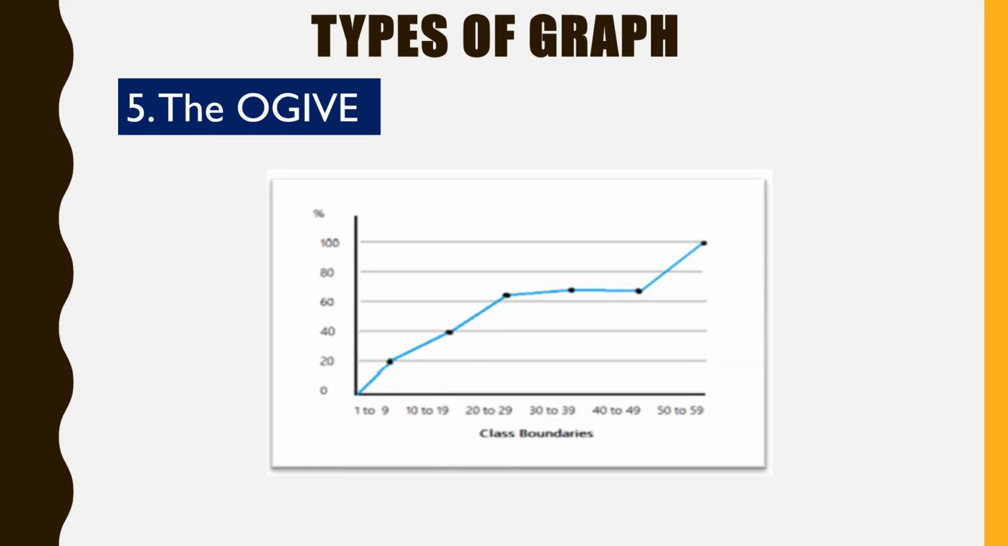Here is an example of an ogive. You might mistake it for a line graph, but if you look at the label of the x-axis, you will see that it has a range. So 1 to 9 means that it is continuous data. That's why it represents a cumulative frequency. Okay, so 10 to 19 and so on. That is the difference between an ogive and a line graph as well. So there are class boundaries or ranges on the x-axis.